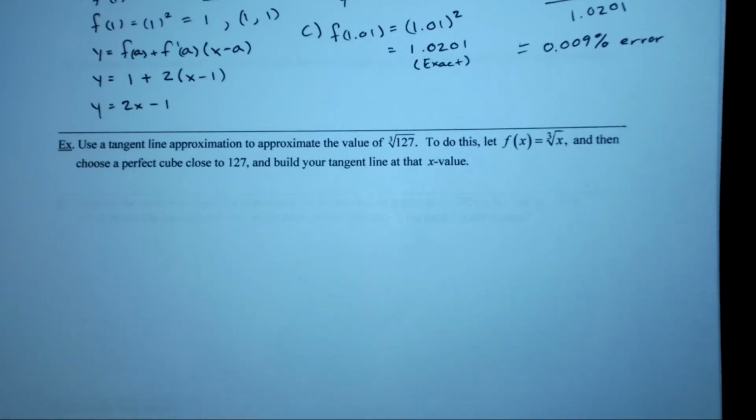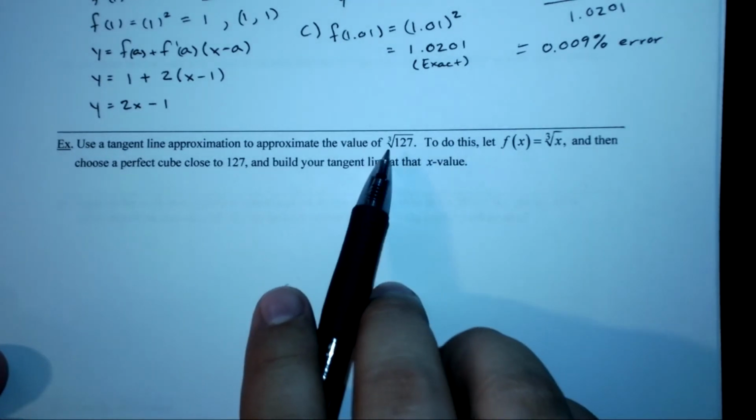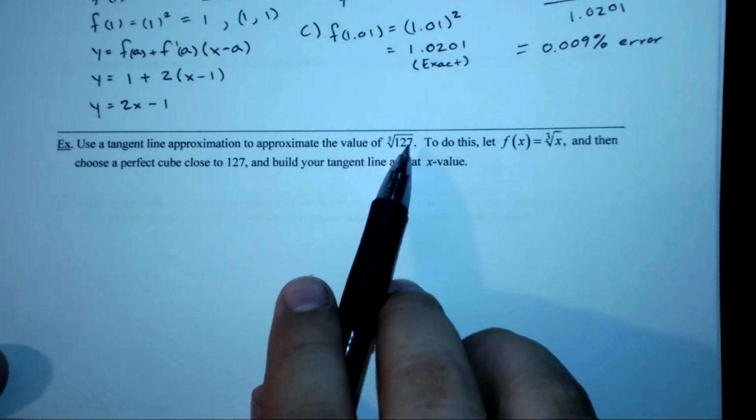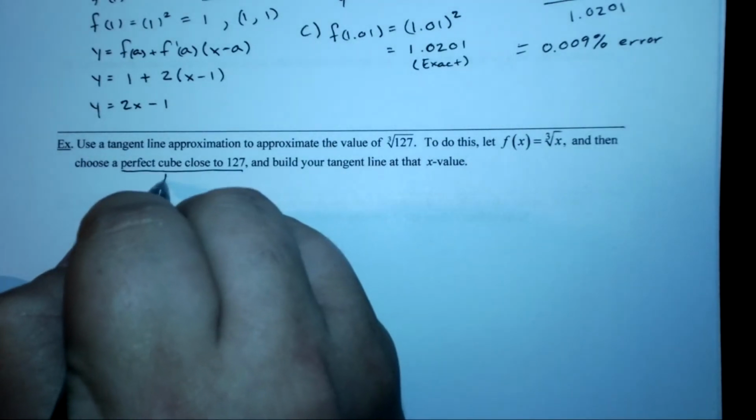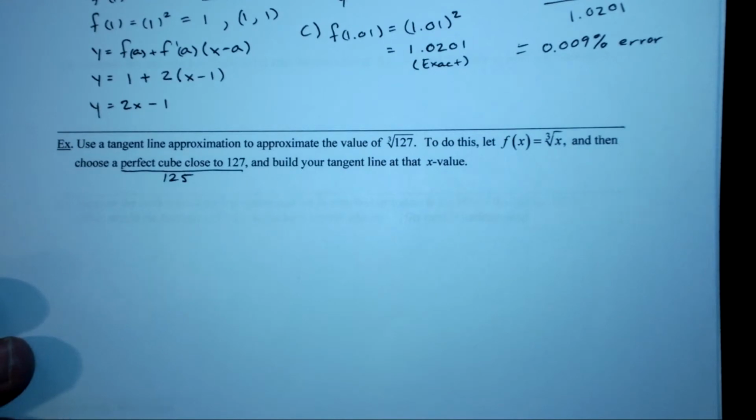So our function f of x is the cube root of x. And then choose a perfect cube close to 127 and build your tangent line at that value. Now, here the key is to pick a value that's really close, like I said before, to the value that you're trying to approximate. And so a perfect cube that's really close to 127 would be 125. Okay.